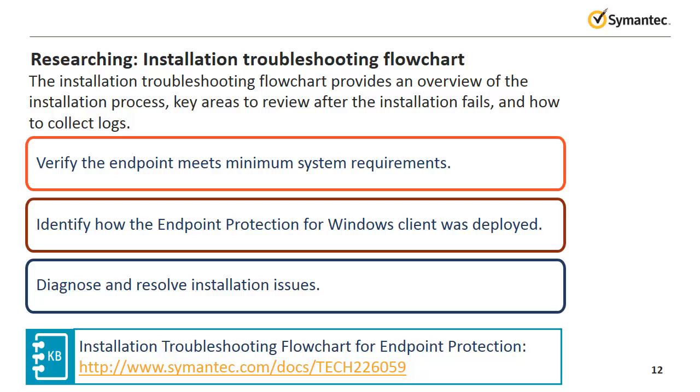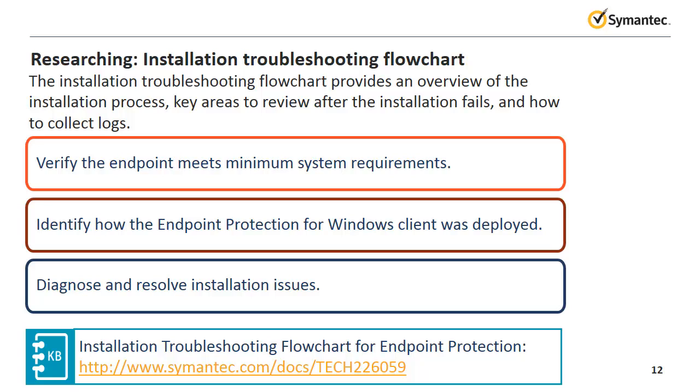During the research phase, reference the installation troubleshooting flowchart for Symantec Endpoint Protection. It provides an overview of the installation process, key areas to review after the install fails, and how to collect logs. You can verify the endpoint meets minimum system requirements and also identify the deployment method for the Symantec Endpoint Protection client. For example, determine whether the behavior is specific to installations deployed via the client deployment wizard.